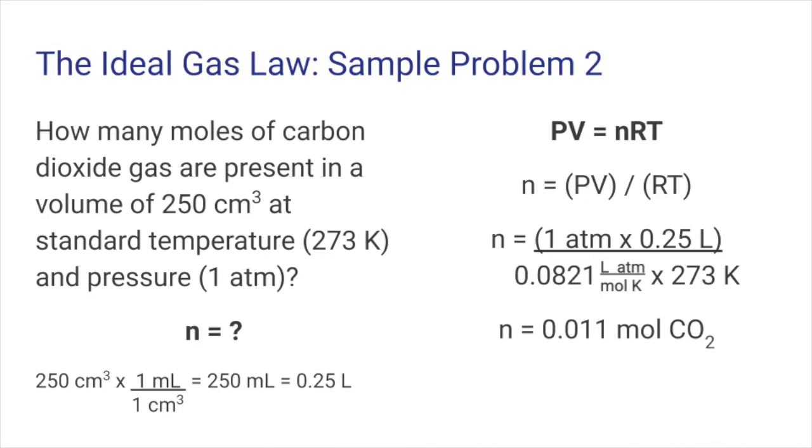Anyways, back to the ideal gas law, PV equals nRT. So n is equal to PV over RT. If we substitute in everything we know, we'll do 1 atmosphere for P times 0.25 liters for V divided by 0.0821 liter atmospheres per mole Kelvin for R, and also divided by 273 Kelvin for T. That means there would be 0.011 moles of carbon dioxide at this pressure, volume, and temperature. Pow!